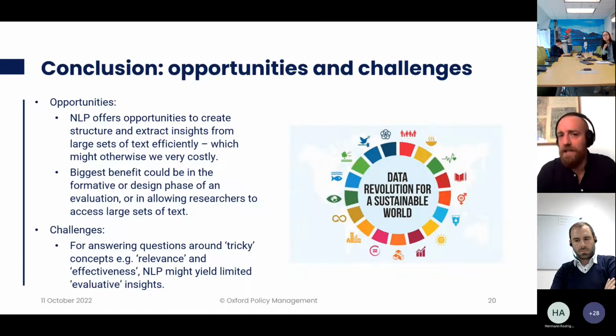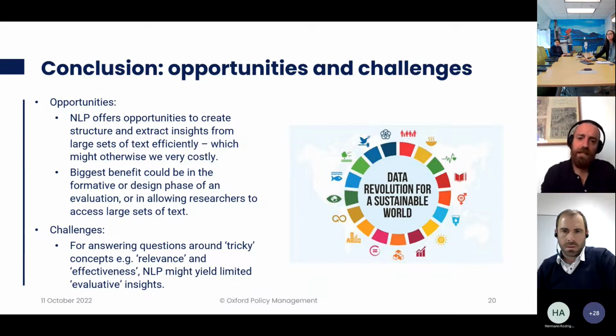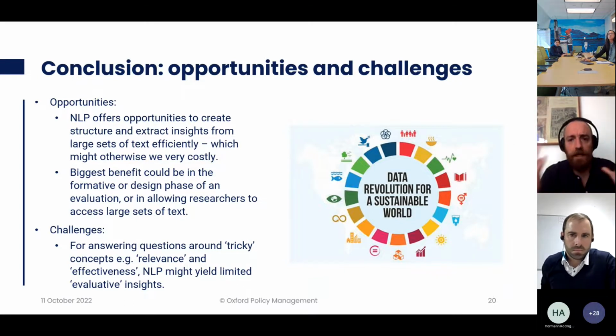There are some clear challenges, though, for what we want to do in an evaluation. If we want to answer questions around relevance, around effectiveness, and things like that, generating insights with NLP about these specific concepts from text is difficult, yeah? And so NLP might yield more limited evaluative insights there. And this is where the combination of using NLP to get structure around data and then human evaluators to actually make sense of that might be particularly beneficial.